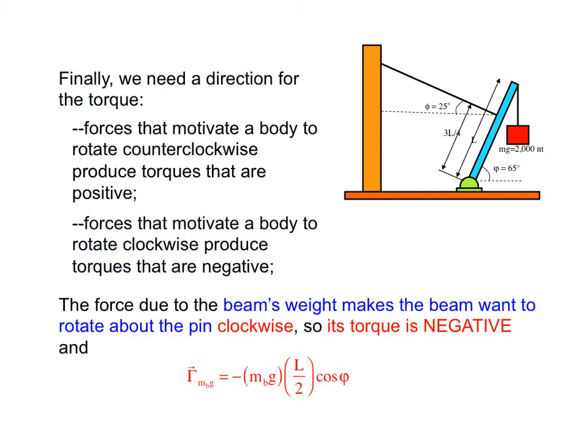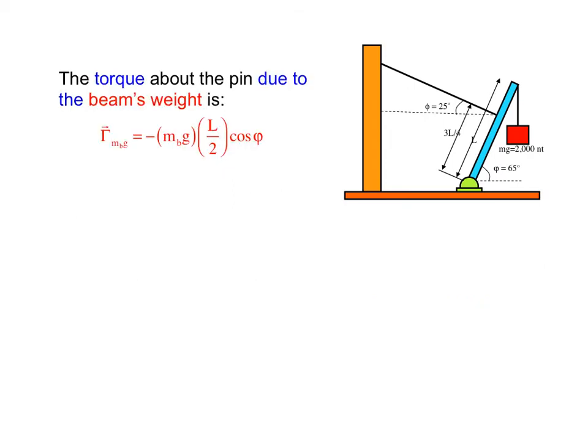So in our problem, gravity is acting like so. Relative to the pin, it's tending to make the system want to rotate clockwise, which means gravity is producing a negative torque. So I'm going to write out the torque as a vector, minus the unit vector, negative, and then there's the magnitude. So in summary, here is the amount of torque that gravity is producing due to the weight of the beam.